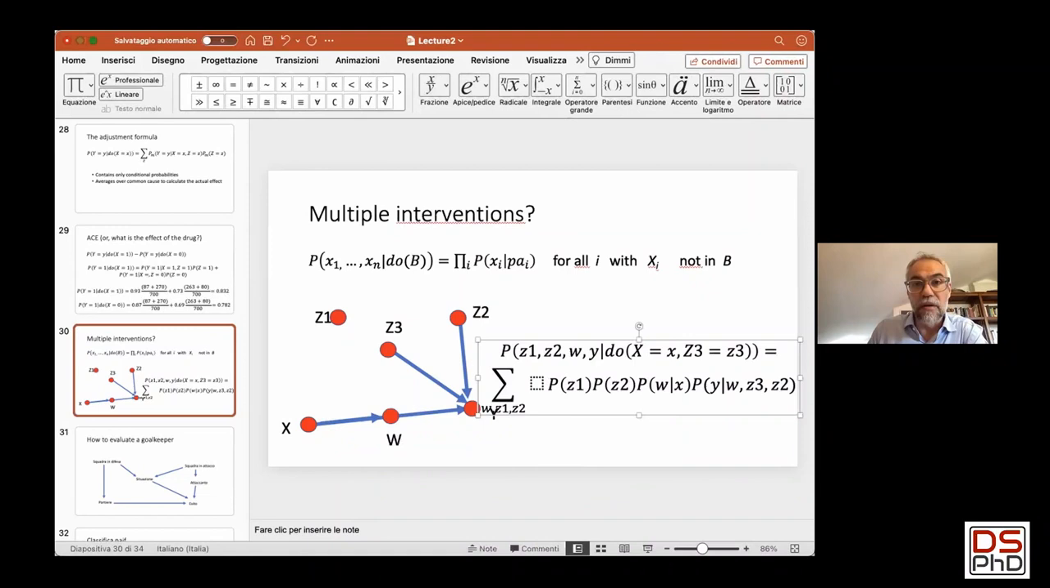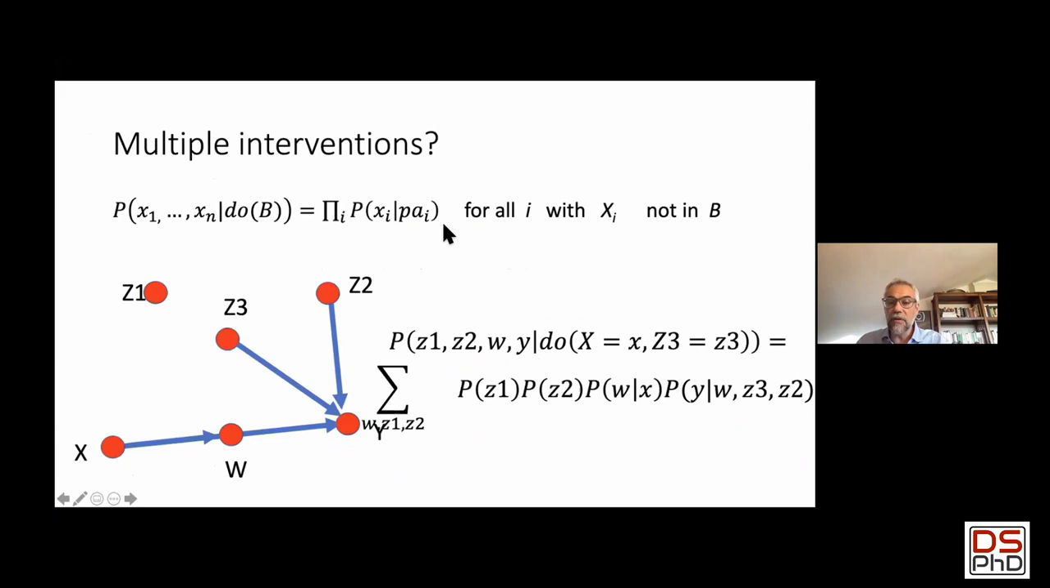Okay. So this is a formula that can always be used when you know the graph, you know all the connections between all the variables in the graph, and the graph contains no cycles. You can always apply the multiple intervention rule, that is that the joint probability conditioned on do something is just the product of the variables conditioned on their parents for all the variables that are not in the controlled set, in the set that is inside the brackets of B.